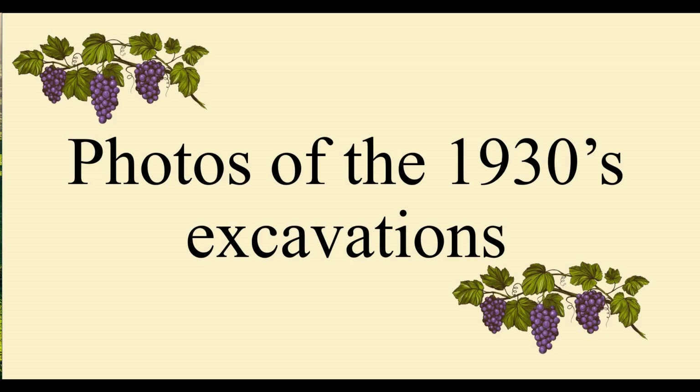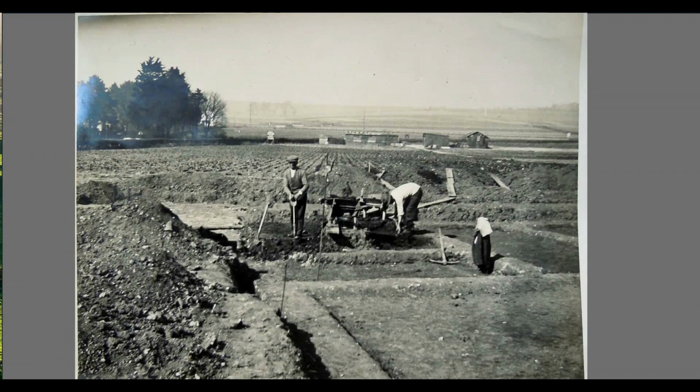So, now we have some photos from the 1930s excavations. This is an amazing photo. It's looking due north from the villa site. Clearly an uninterrupted view, devoid of houses. Very different from today's view.